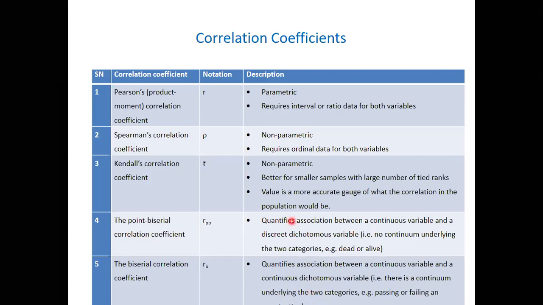The first one, Pearson, is also called product moment. Product moment just means the multiplication it does. If you look at the numerator, you multiply the deviation of one variable by the deviation of another variable. The denominator is the standard deviation of one times the standard deviation of the other variable. So that's what we call the product moment correlation coefficient.